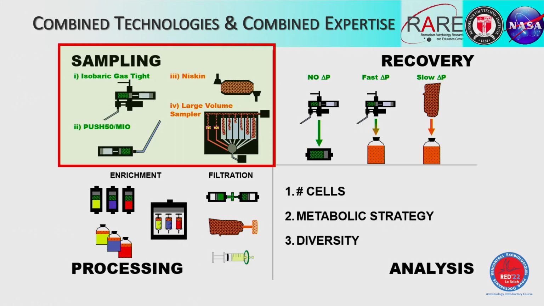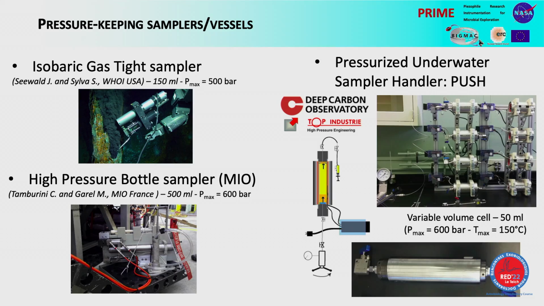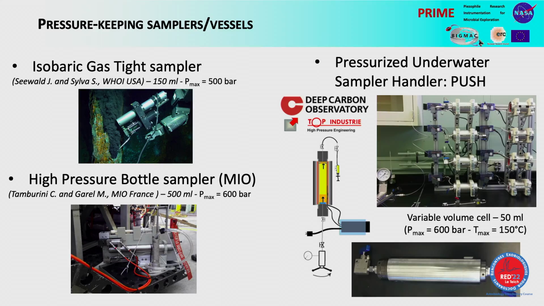So let's start with the sampling. So we used different pressure keeping samplers. So the IGT I was talking about, but also the high pressure MIO sampler. So we had both US and French equipment. And those variable volume cells, which are able to sample really tiny volumes, we use them as pressure incubation systems.